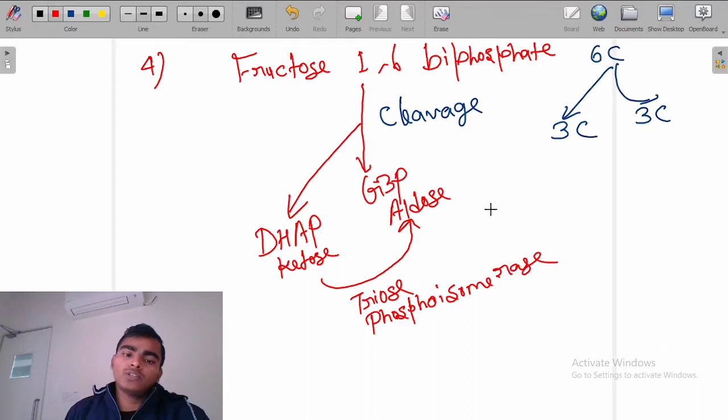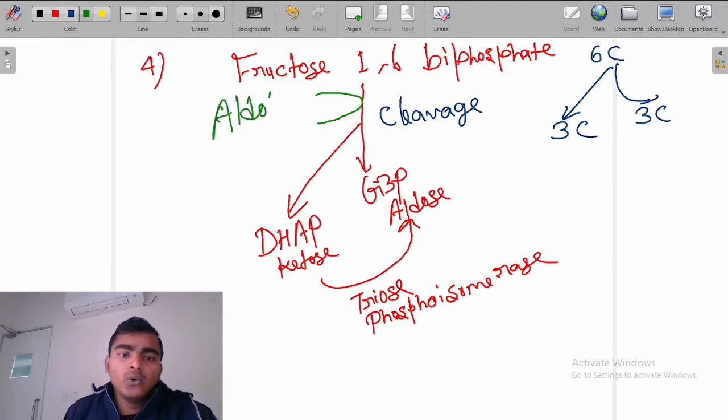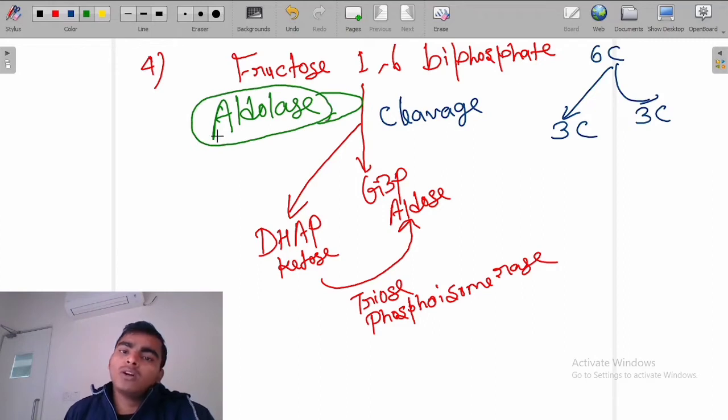So this is an enzyme which is going to play its role. Now fructose 1,6 biphosphate has gone into the cleavage. Why? What is the enzyme which is going to catalyze this particular reaction? The enzyme which is incorporated in this particular reaction is known as aldolase. Aldolase is an enzyme which is going to cleave fructose 1,6 biphosphate into two molecules. The first one is dihydroxyacetone phosphate and the second one is glyceraldehyde 3-phosphate. So this is the fourth step of it.